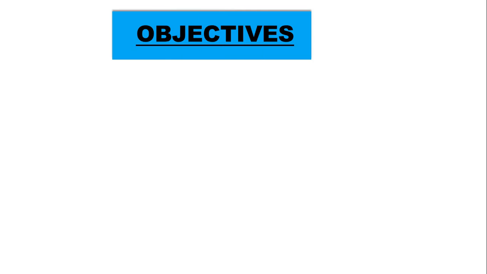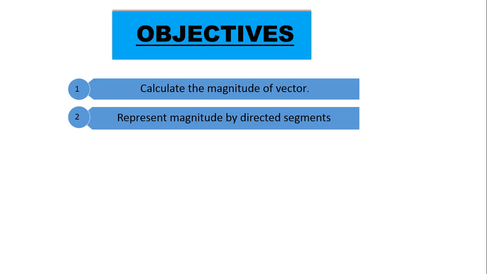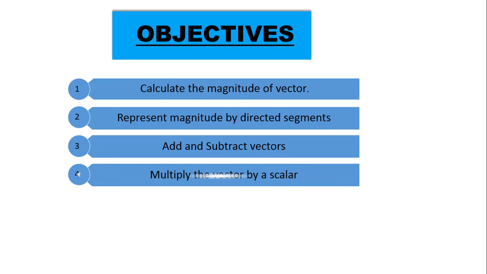Students, as I told you earlier, there are 6 main objectives that we have to attain in our GCSE as well as IGCSE O-Levels syllabus. Number 1, calculate the magnitude of a vector. Number 2, represent magnitude by directed line segments. Number 3, add or subtract vectors. And number 4, multiply the vector by a scalar.